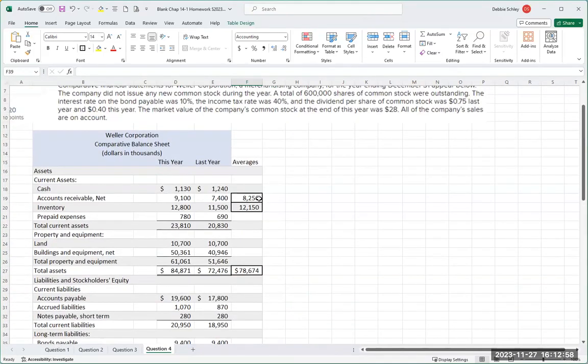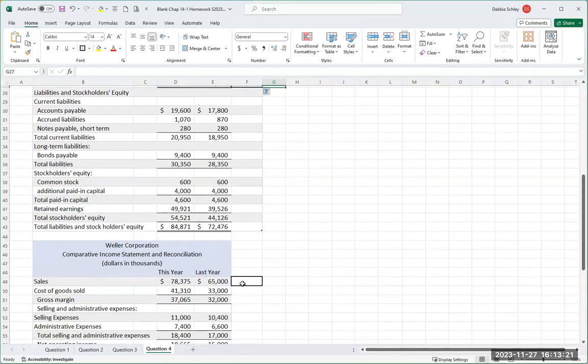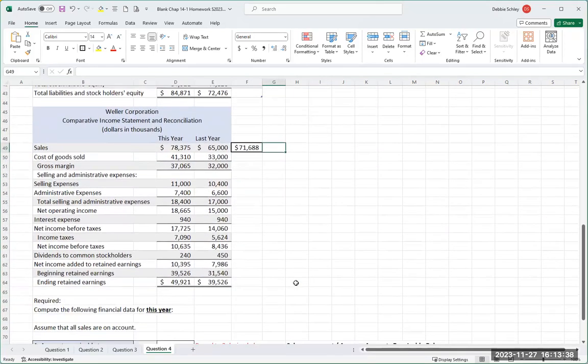I just need it for accounts receivable. So it's this year plus last year divided by 2. Inventory, this year plus last year divided by 2, because right, we're finding the average. And then total assets, this year plus last year divided by 2. And you don't have to do this ahead of time, but because I'm doing it at Excel, I'm going to. So equals this year plus last year, close parentheses, divide by 2. So I have the average sales. Okay, I think those are all the ones I need.